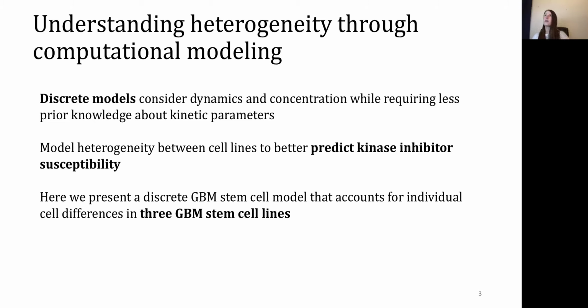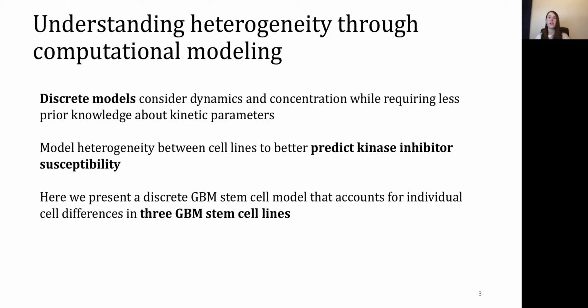We propose utilizing computational modeling to study heterogeneity in glioblastoma stem cell lines. Specifically, we'll be using a discrete model, which is able to consider both dynamics and concentrations of model elements, but requires less prior knowledge about kinetic parameters than ODE-based models. Our goal with modeling heterogeneity is to be able to better predict kinase inhibitor susceptibility on a cell-by-cell basis.